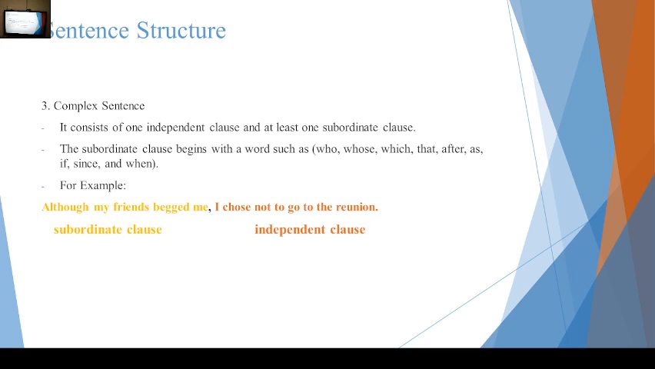So for example, when you say, although my friends begged me, I chose not to go to the reunion. The independent clause here is, I chose not to go to the reunion. And it is attached to a subordinate clause, which is, although my friends begged me. Look here, although my friends begged me. It can't stand alone as a sentence, and it starts with although. Okay? So when you have a subordinate clause and an independent clause together, we call it a complex sentence.